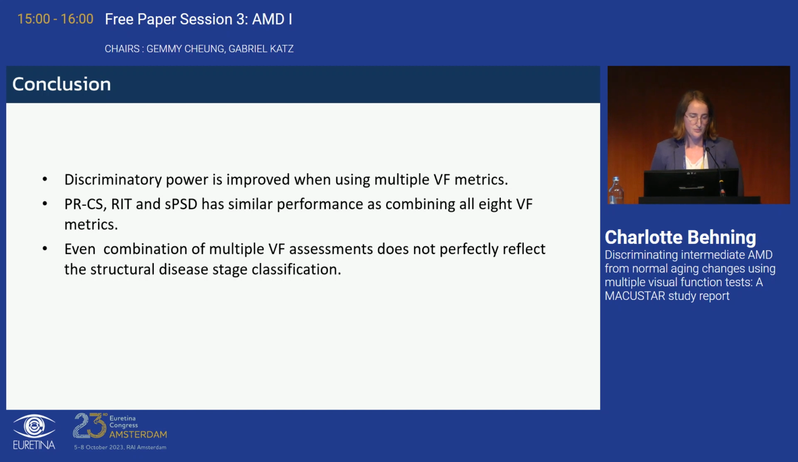To conclude, we can improve the discriminatory power when we combine multiple visual function metrics. Here we found that the Pelli-Robson contrast sensitivity, the rod intercept time, and the scotopic pattern standard deviation had a similar performance as combining all the 8 visual function metrics that we used in the MACUSTAR study. But the order was really tight, so if we, for example, would use the MAIA instead of the scotopic PSD, it has a similar discriminatory power here.